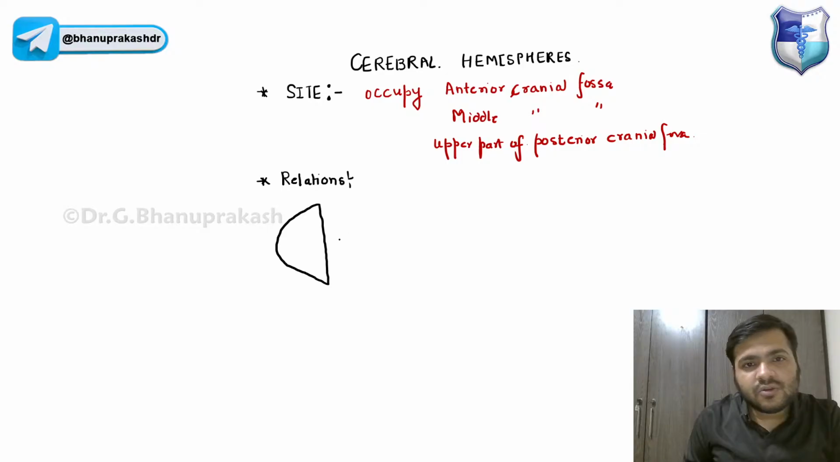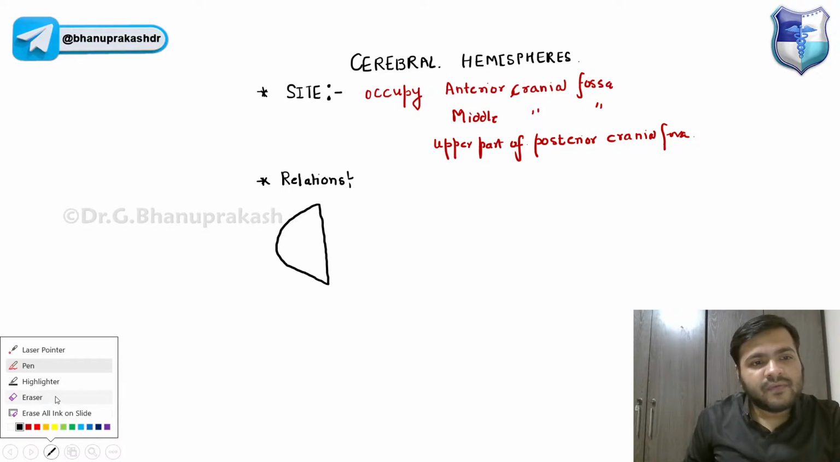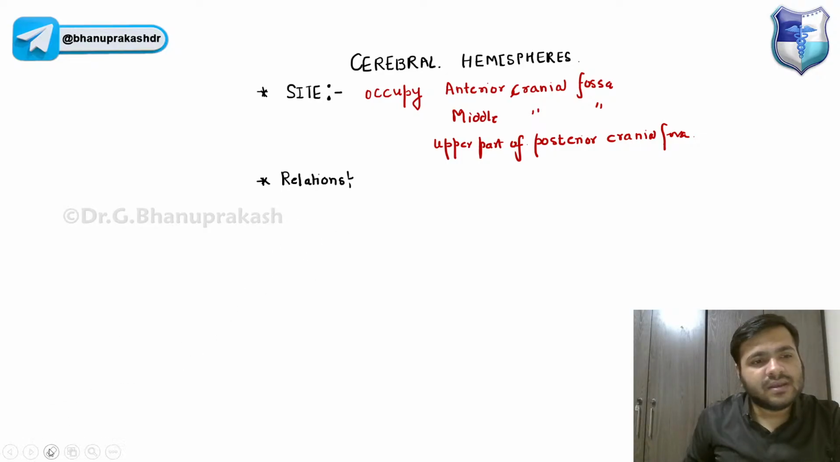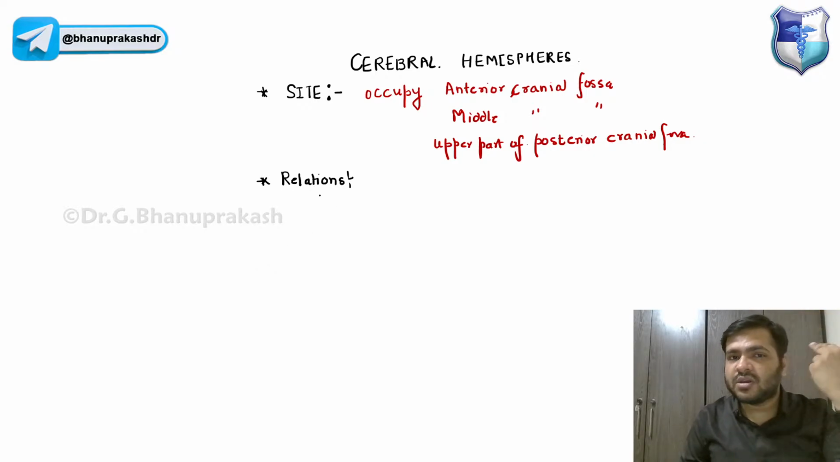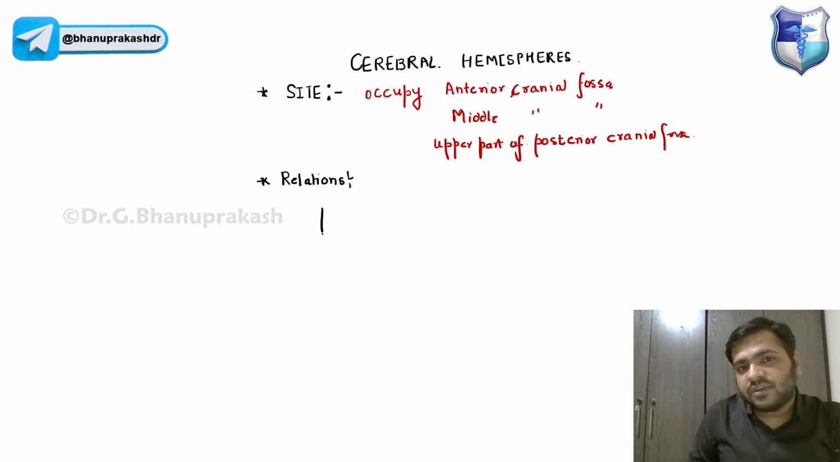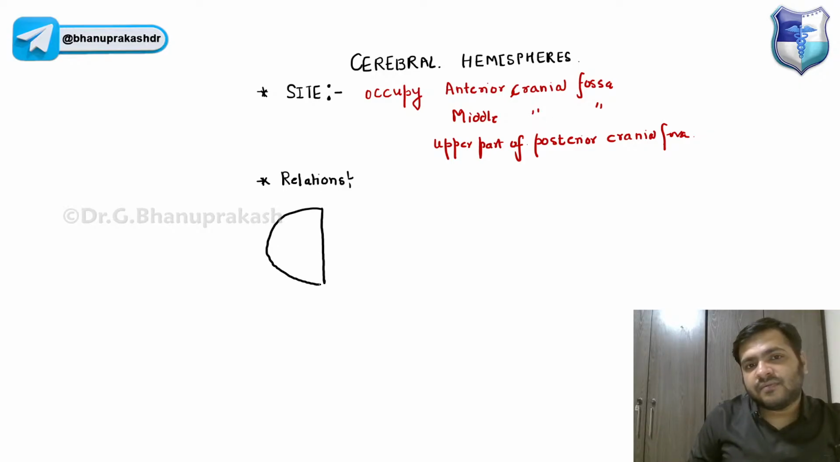Yes, the two cerebral hemispheres have one fissure in between, and that is the median longitudinal fissure, right in the midline of the body. So let us just try to solve this. We have these two cerebral hemispheres.